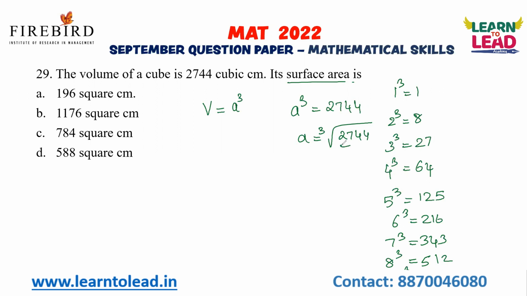So the value is more than 1000, right? And it ends with 4. See, only 4 cube will end with 4. So you can easily assume that the value of a is 14. If you take the cube root of 2744, the value of a is 14.